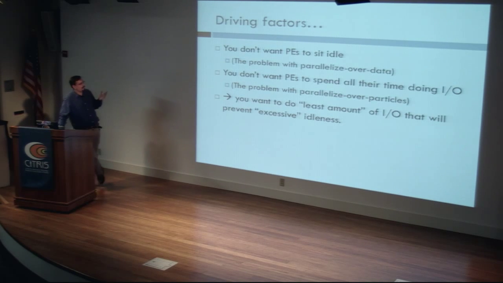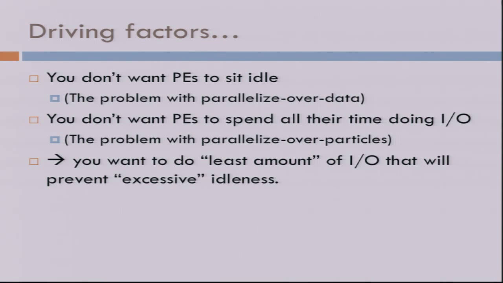So driving factors, you don't want the processing elements to sit idle. That's the problem with parallelize over data. You don't want the processing elements to spend all their time doing I/O. That's the problem with parallelize over particles. And what you really want to do is, whenever you see quotes, that means there's a knob, right? You want to do the least amount of I/O that will prevent excessive idleness.